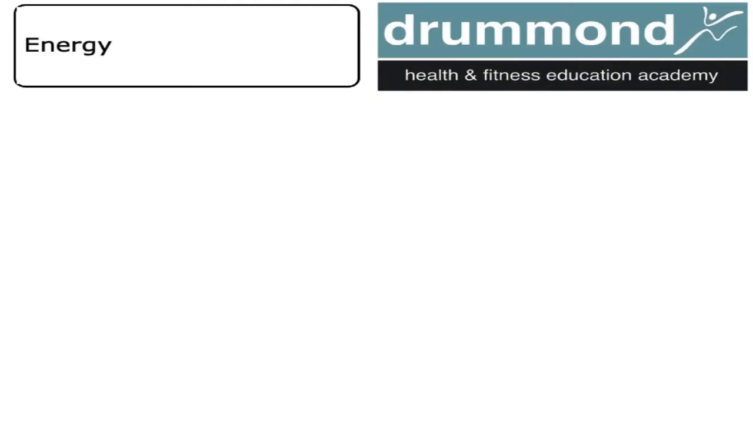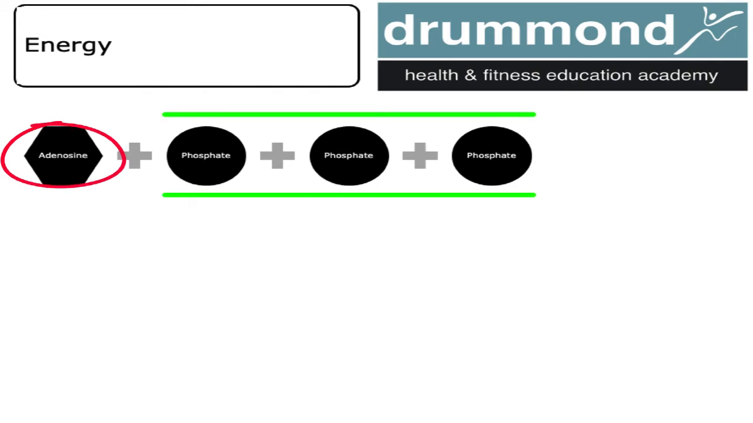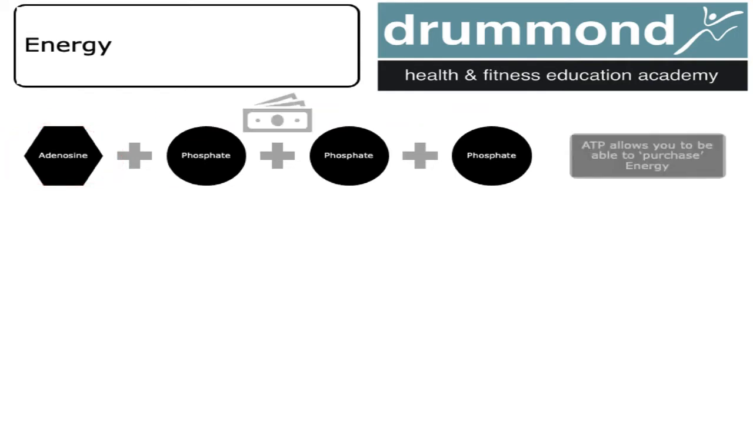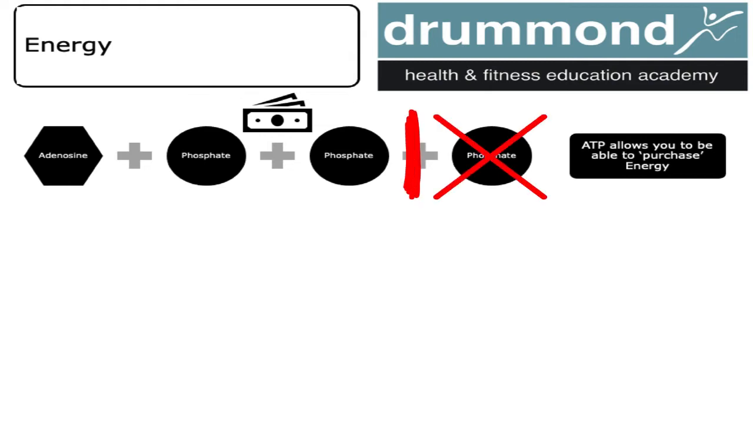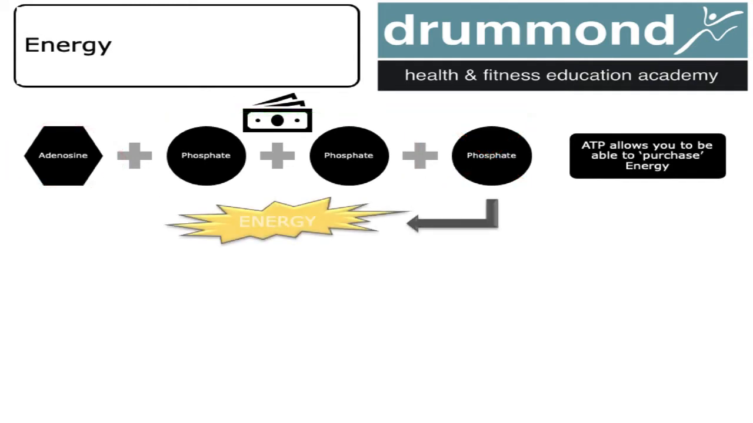When it comes to energy production, we're now going to look at the ATP breakdown. Here you have an adenosine molecule with 3 phosphates. So this is going to be your ATP, often referred to as your energy currency. ATP allows you to be able to purchase energy. So by breaking one of the phosphates off or handing one of the phosphates over as if you were handing over money, you're allowed to purchase what is known as energy. You need ATP if you want to create energy.